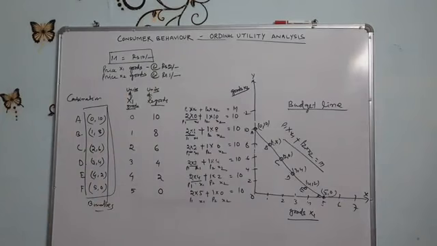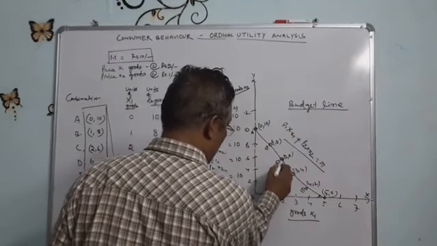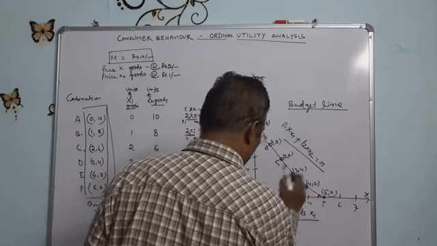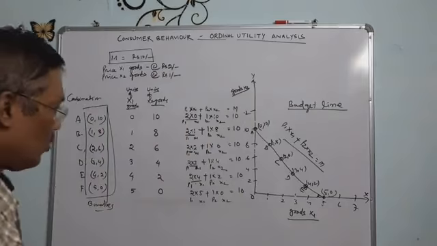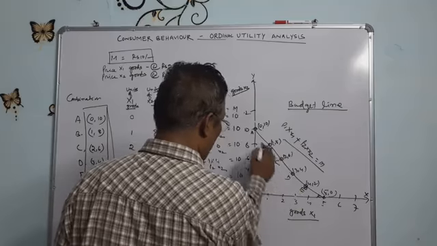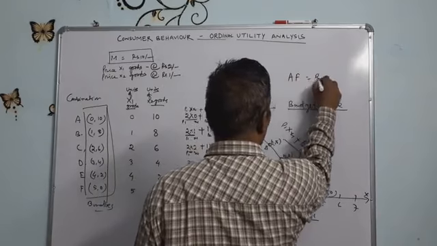So first of all, I will say what is budget line. Please see it. Budget line is a graphical presentation. 0 10, 1 8, 2 6, 3 4, 4 2, and 5 0. When we draw that line A, B, C, D, E, F, when we join all these points, we draw the line AF. So AF is called that budget line.